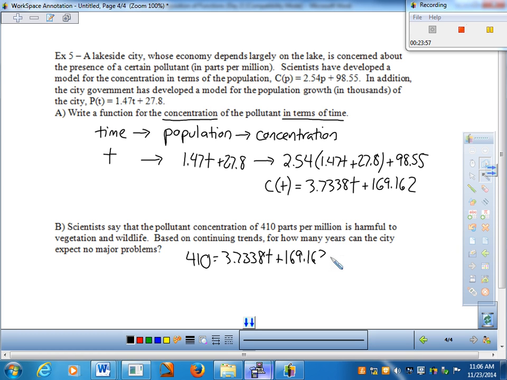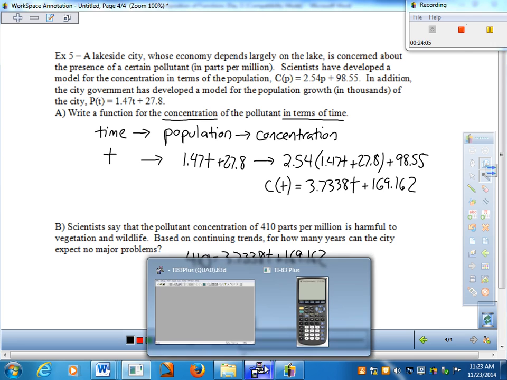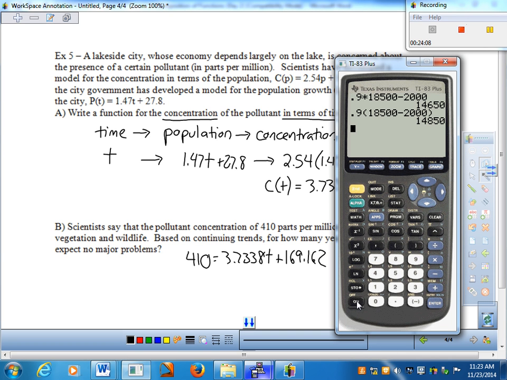Alrighty. I'll go ahead and grab my calculator. So I hope everyone's cool with the two steps here. What do you say we subtract that on over and then divide by that 3.7 and change? So that should give us what we're looking for. So I've got 410. I'm going to take away the 169.162 and get that. And then divide by that 3.7338. If you could do the same, that would be excellent.